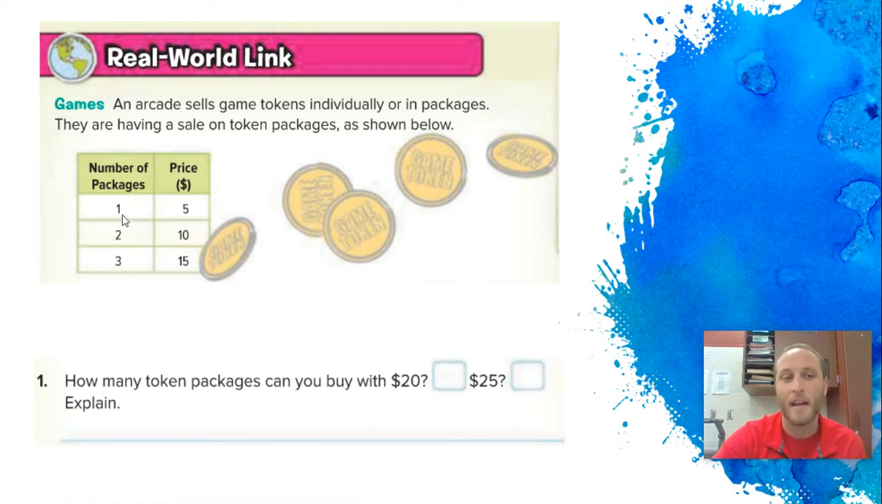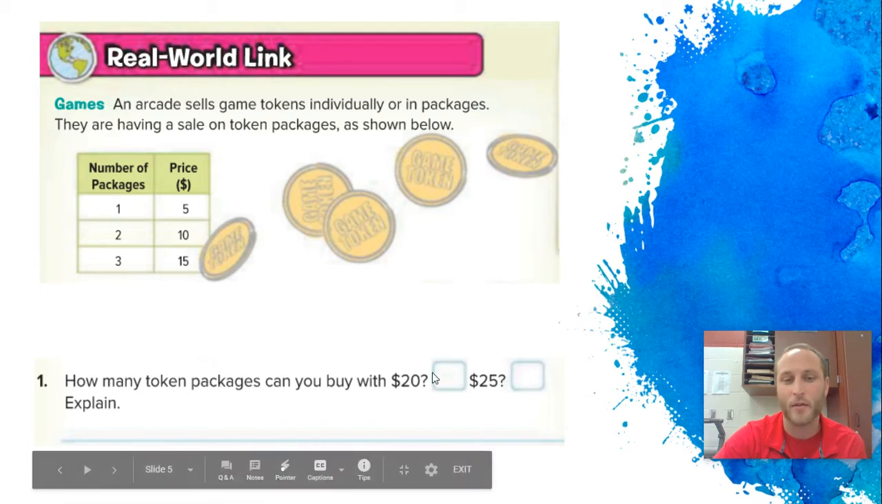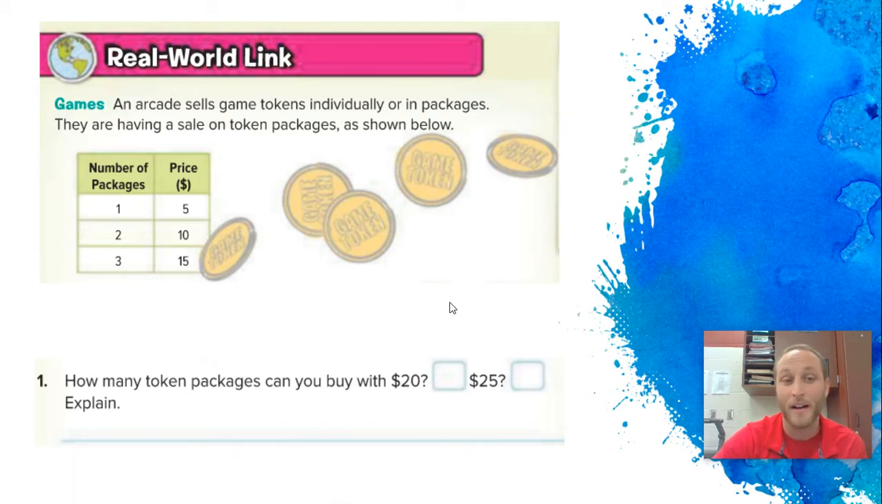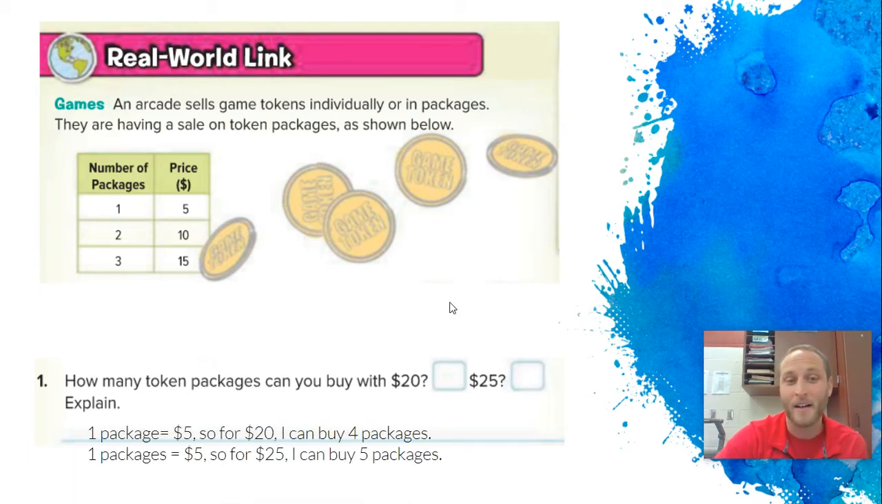So I'm looking at this and I see a pattern here. I see that every time I start here and go to the right side, I am multiplying by 5. So 1 times 5 is 5, 2 times 5 is 10, 3 times 5 is 15. So I'm trying to figure out what times 5 is going to give me this 20 here. All right, you could even add a couple rows onto the ratio table, which I'm going to show you in a second. But since I know that one package is $5, I know that for $20 I can buy 4 packages because I know that 4 times 5 is 20.